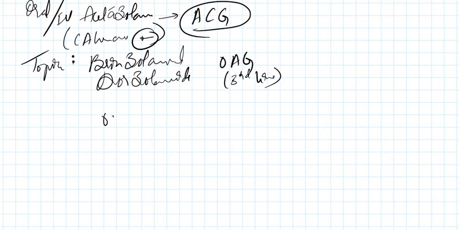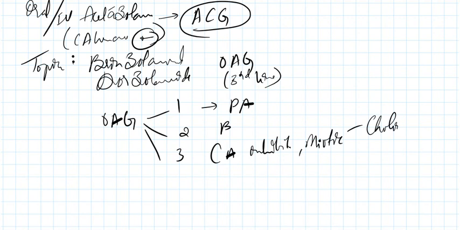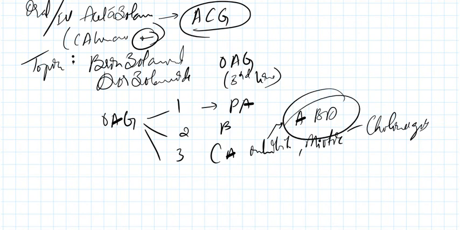Open angle glaucoma, I just want to say one thing. What are the first line drugs? Prostaglandin analogs. What are the second line drugs? Beta blockers. And what are the third line drugs? Carbonic anhydrase inhibitors, as well as miotic agents also. What are the miotic agents? They are cholinergics. What are the carbonic anhydrase inhibitors? Acetazolamide, brinzolamide, dorzolamide. Right? That's it.